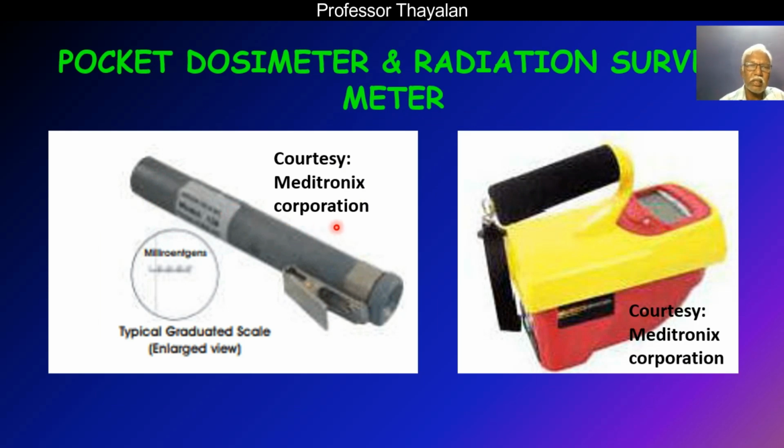So this is the pocket dosimeter, which works on the ionization principle. This is used for personal monitoring. So nowadays it is available in the digital format. So both analog and digital type is available with a different dose range. This is a pressurized survey meter used for radiation survey in a linear accelerator setup.